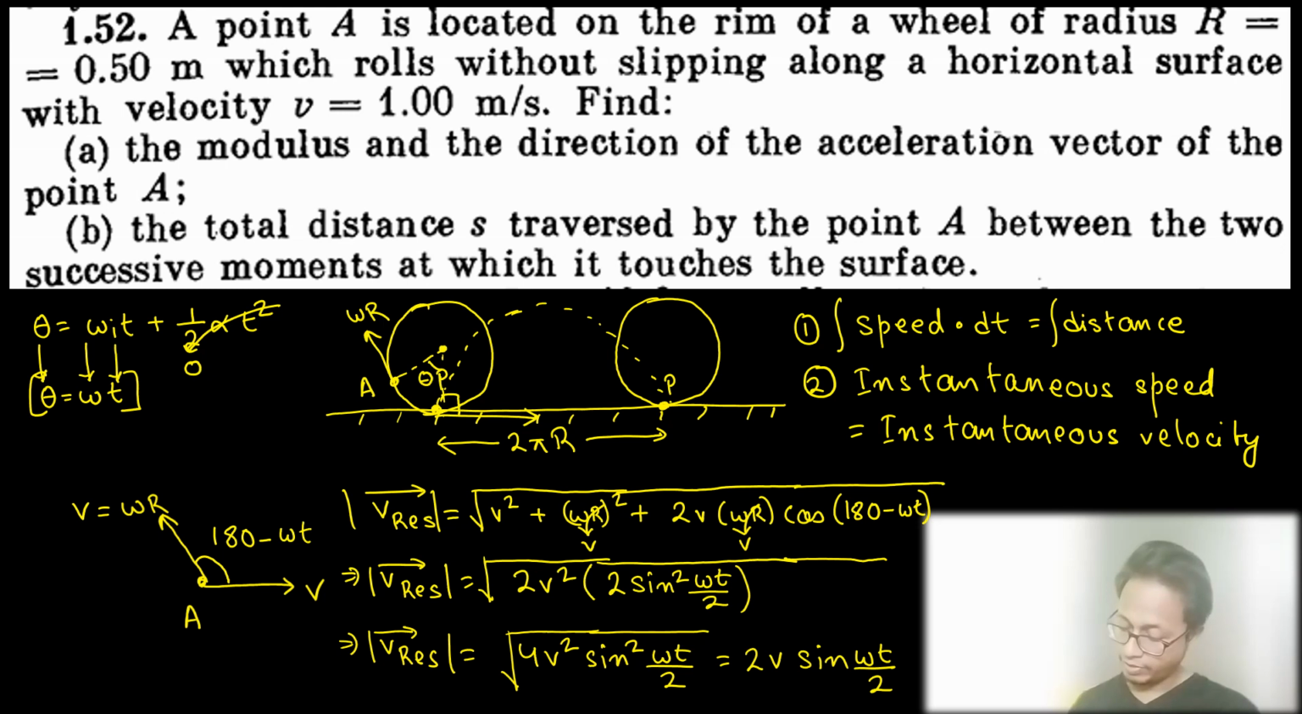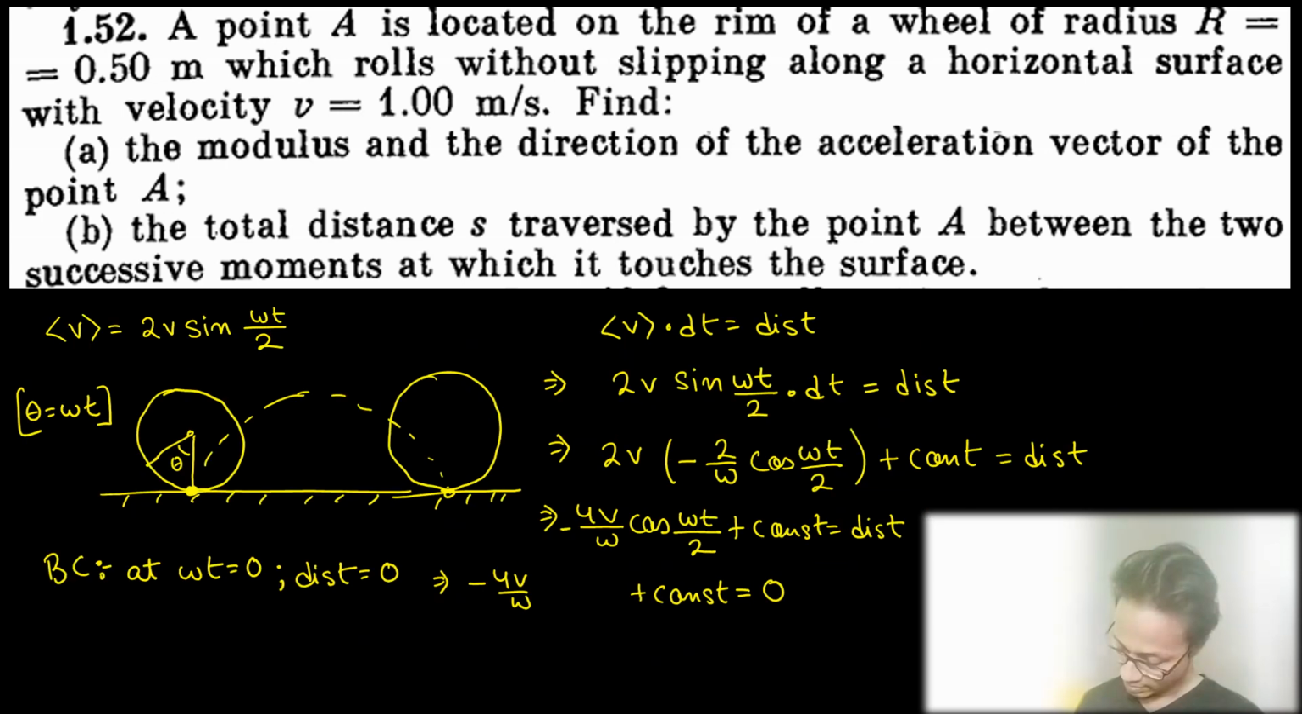So the resultant velocity at any point, or speed at any point, is given by 2v sin(omega t by 2). This is the important thing that we need to remember. The speed at any point is given by 2v sin(omega t by 2), or 2v sin(theta by 2), but theta is equal to omega t. So the value of the constant becomes 4v by omega.